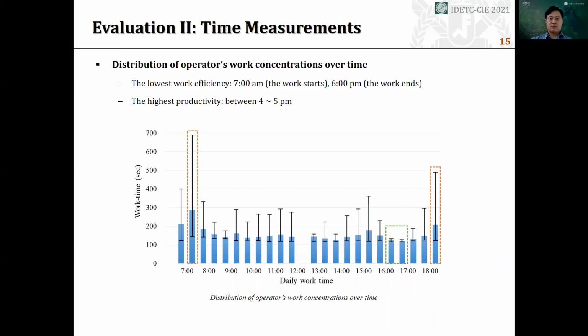And this figure shows the distribution of operators' work concentration over time. It can be seen that the work efficiency is lowest at about 7 a.m. and 6 p.m., and the highest productivity showed between 4 and 5 p.m. Through this system, we can reliably analyze the quantity and time of sewing operations.